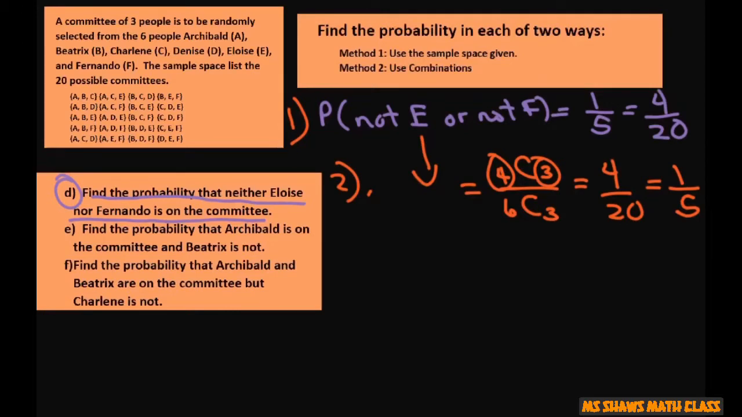All right, the next one, find the probability that Archibald is on the committee and B is not. So we're going to do the probability of A and not B.